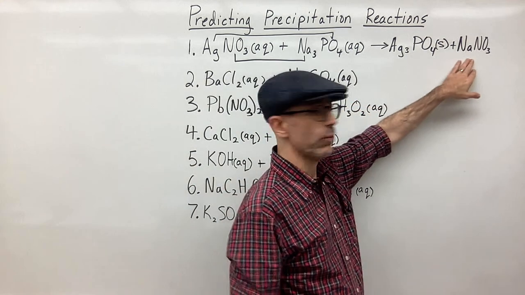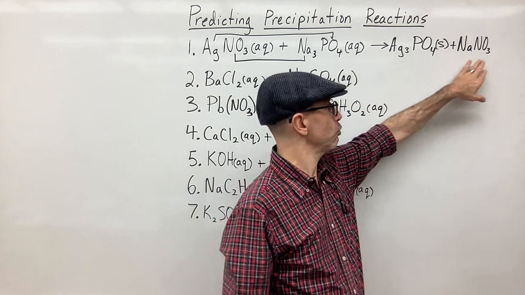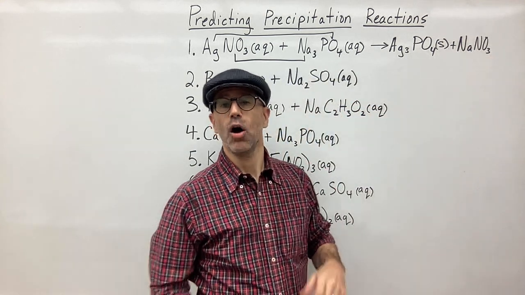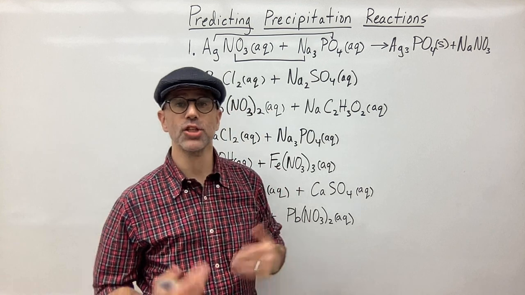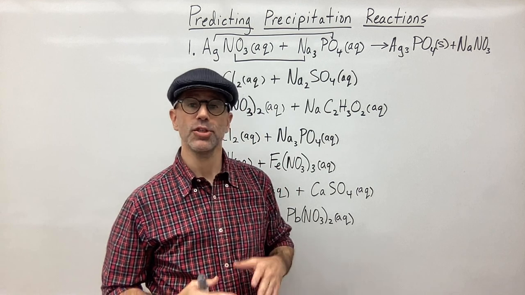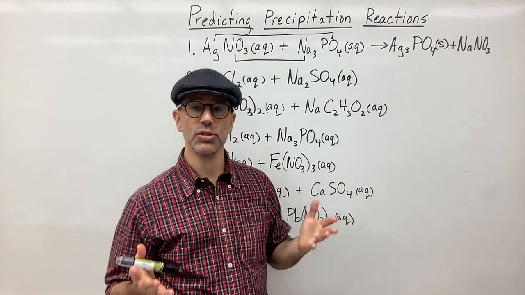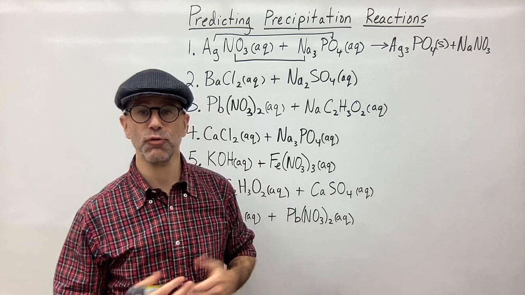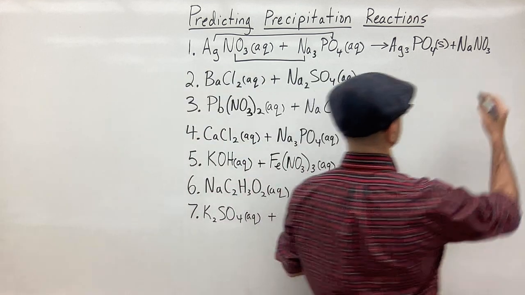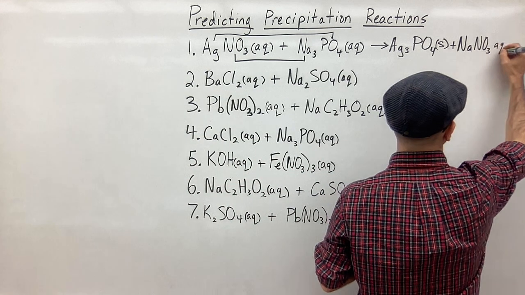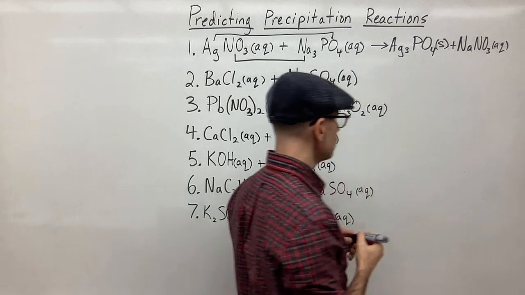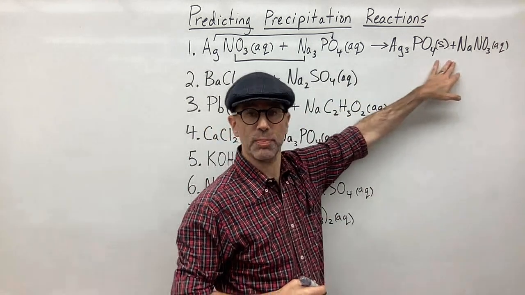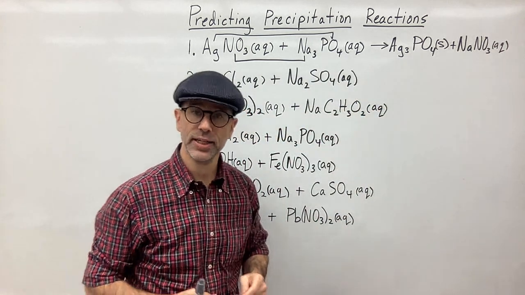The rule here, we have sodium and nitrates. The rule for nitrates is that all nitrates are soluble. They're going to be aqueous. So no nitrates are going to form a solid. So this is going to be aqueous. And so these are the products that you would predict.